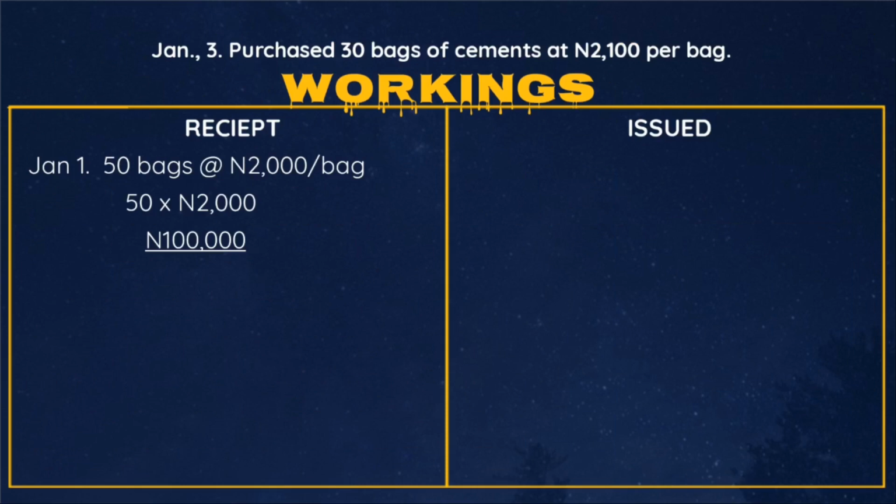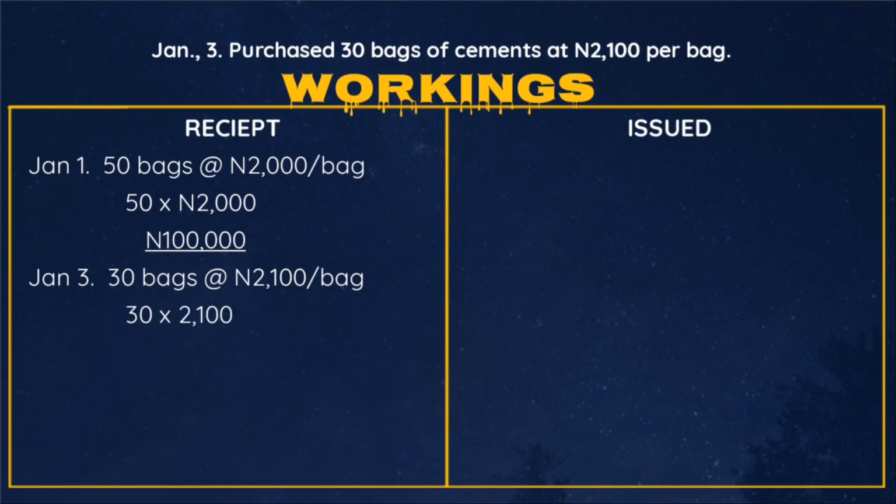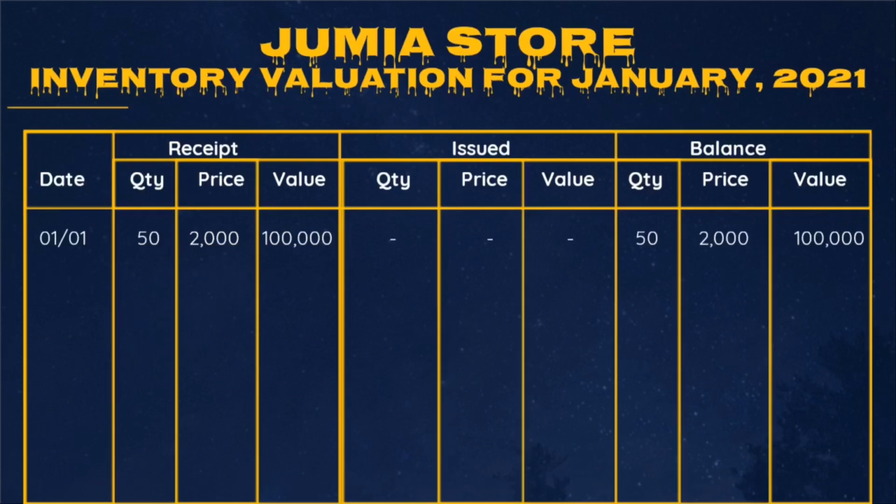January 3, 30 bags of cement at 2,100 naira. So that is going to be 30 times 2,100. If we multiply 30 by 2,100, that is going to give us 63,000 naira. So we have 30 bags of cement, that is 30 at what price? 2,100. And what is the value? 63,000. Let's go to our inventory account.